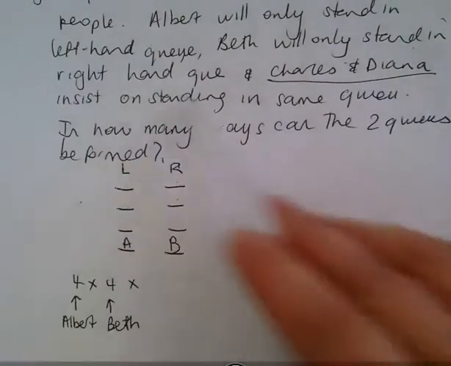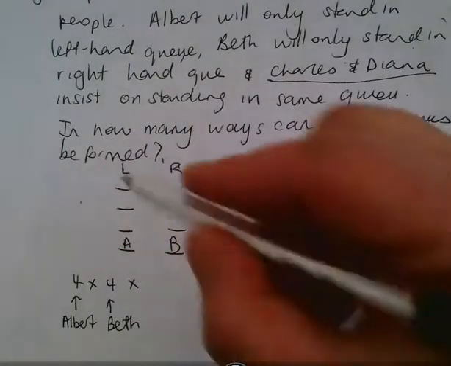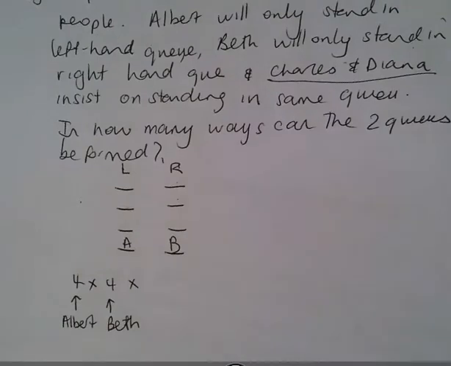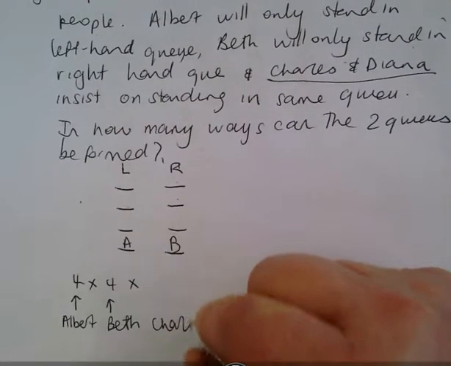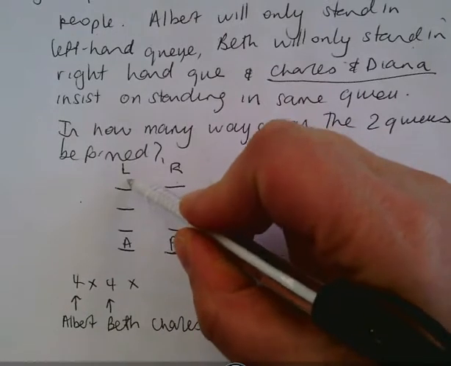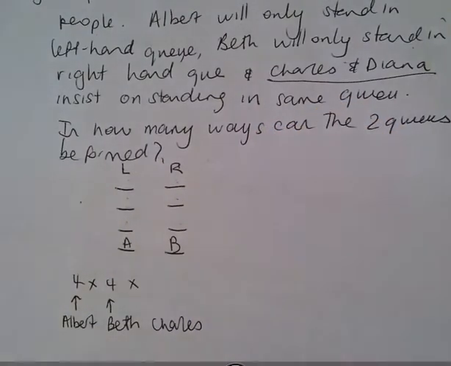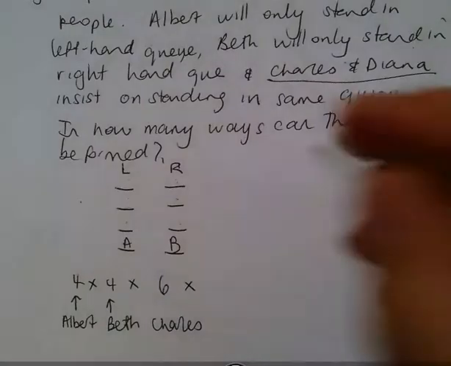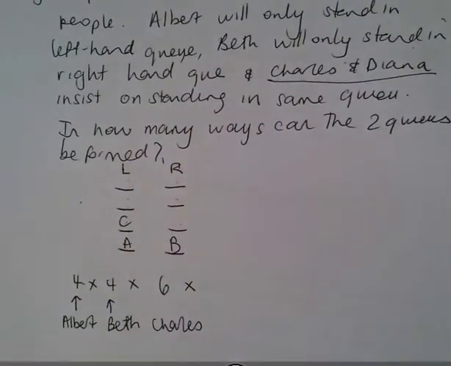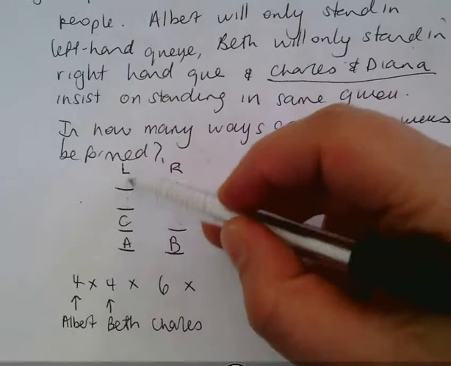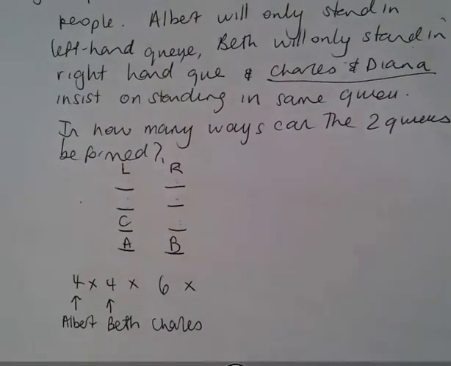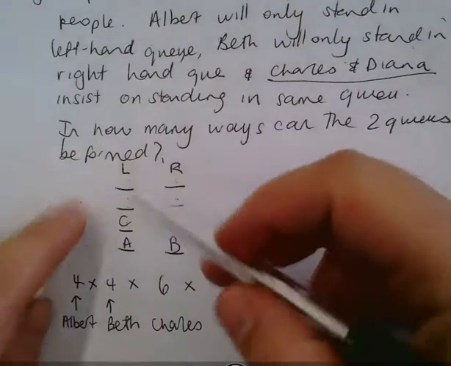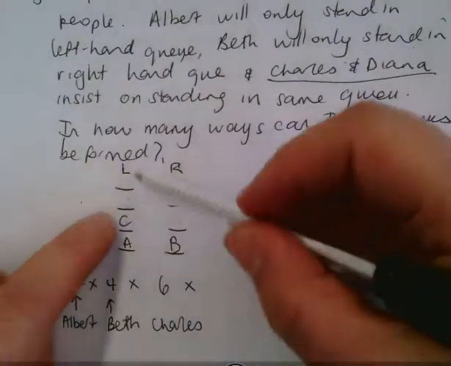Now, Charles and Diana insist on standing in the same queue. Let's just put Charles somewhere first. Charles could go 1, 2, 3, 4, 5, 6. Charles has got 6 choices, okay? It doesn't matter where he went, I'm just going to drop him somewhere, but let's say he went here. He could have gone there, or there, but I'm just putting him down so that I can see that a place is taken. Diana has now how many choices? Only 2.